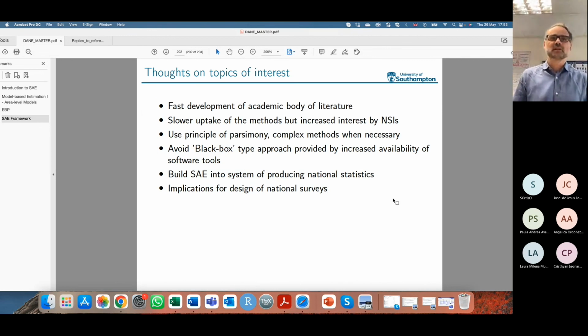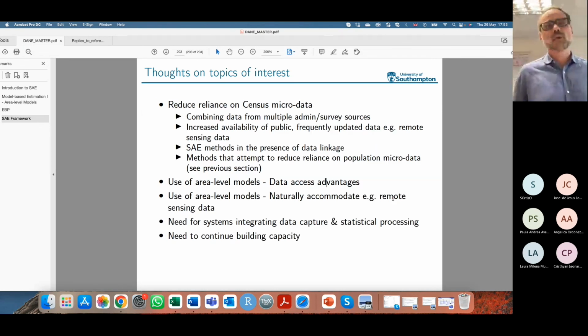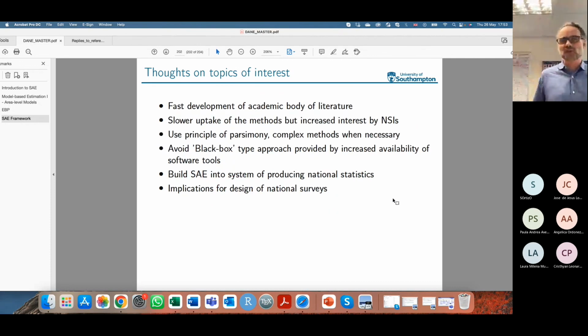Okay. So the final slide, I think, or the penultimate slide, is some thoughts on topics of interest. As I said, there is a fast development of academic body of literature here. So keeping up with the literature is quite important. Identifying the parts of the literature that may be potential candidates to implement locally with your data is also very important.